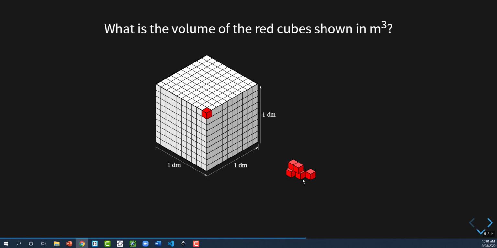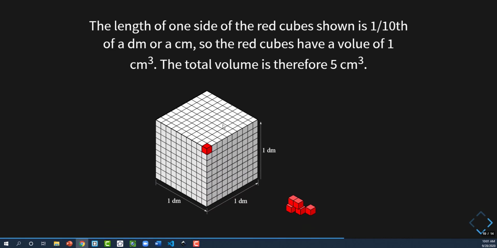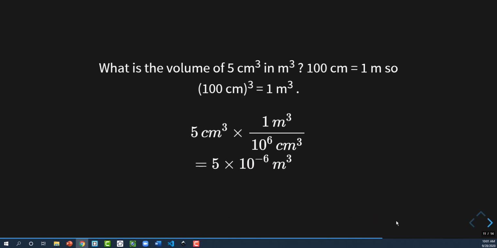So I kind of get it. I say, okay, 5 cubic centimeters. And I know, if I could actually remember, there's 1,000,000 cubic centimeters in a cubic meter. But let's actually write that out with some confidence. So the logic here is just to make sure you recognize that this length of one of these cubes is 1/10 of a decimeter. Therefore, those must be centimeter cubes. And now the part about the cubic relation.